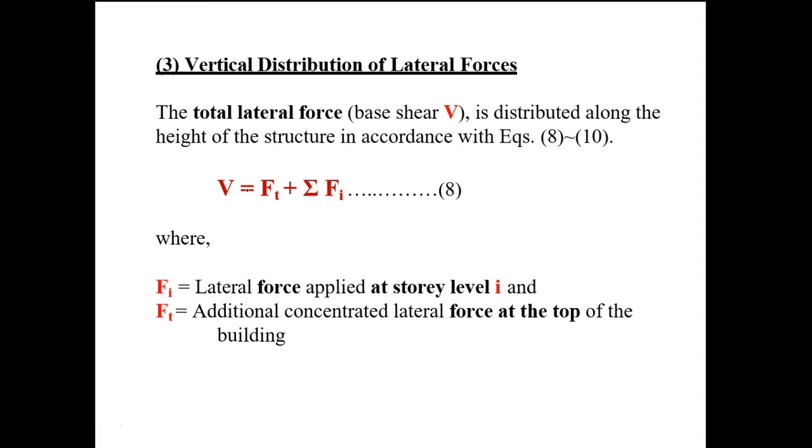In order to calculate the total base shear V, we need to know Ft and we need to know Fi. Here Ft is the concentrated lateral force at the top of the building, and Fi is the lateral load that is going to be applied at each of the story levels. That means the force that is going to be applied at each story level is Fi.